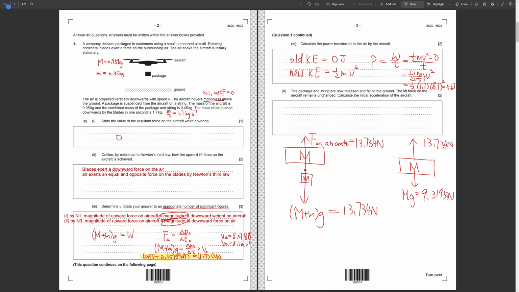After the string is snapped, we have a net force equal to ma, with the net force being 13.734 minus 9.3195 equals the mass, the big M mass, 0.95 times a. The acceleration, therefore, is 4.6 meters per second squared.